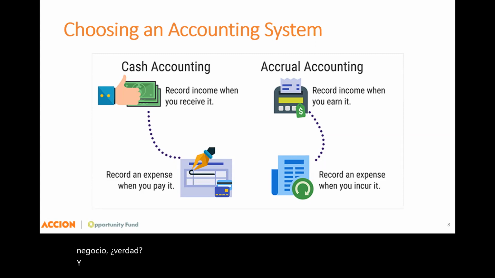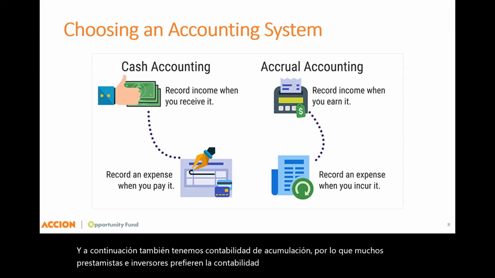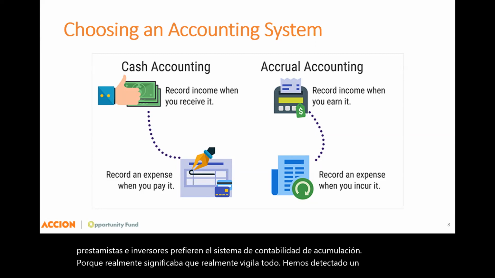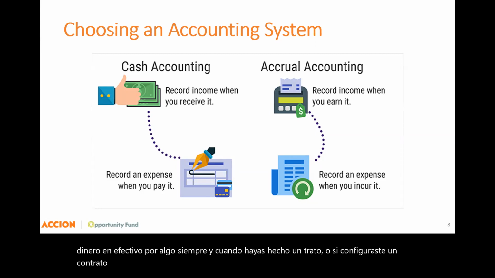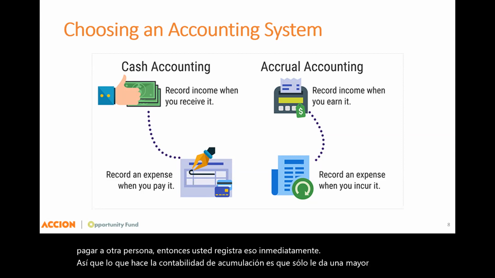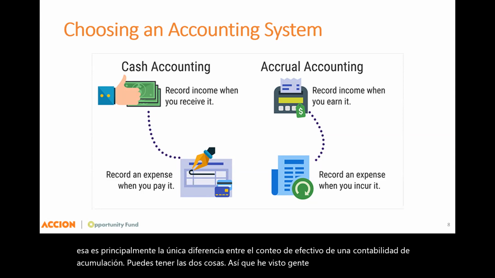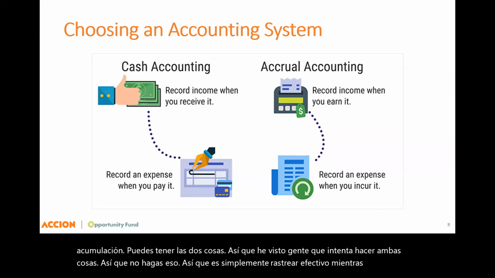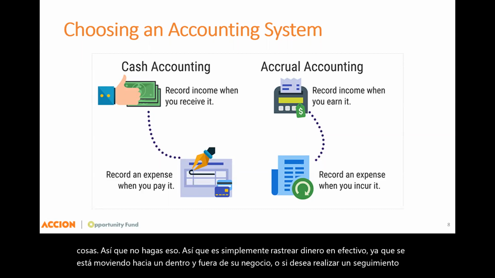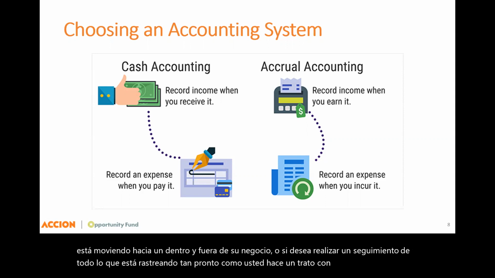And next, we also have accrual accounting. A lot of lenders and investors prefer the accrual accounting system because it really keeps tabs on everything. So even if you haven't gotten the cash for something, as long as you made a deal or set up a contract and delivered services to someone with a promise of getting paid or paying someone else, you record that immediately. So what accrual accounting does is it gives you greater clarity as far as what money is still owed to you and what money you still owe to someone else. And that's primarily the only difference between cash accounting and accrual accounting. You can't have both. I've seen people that try to do both, so don't do that. It's either just track cash as it's moving in and out of your business, or if you want to track everything, track as soon as you make a deal with someone with the promise to pay or get paid. And that's really the main difference.